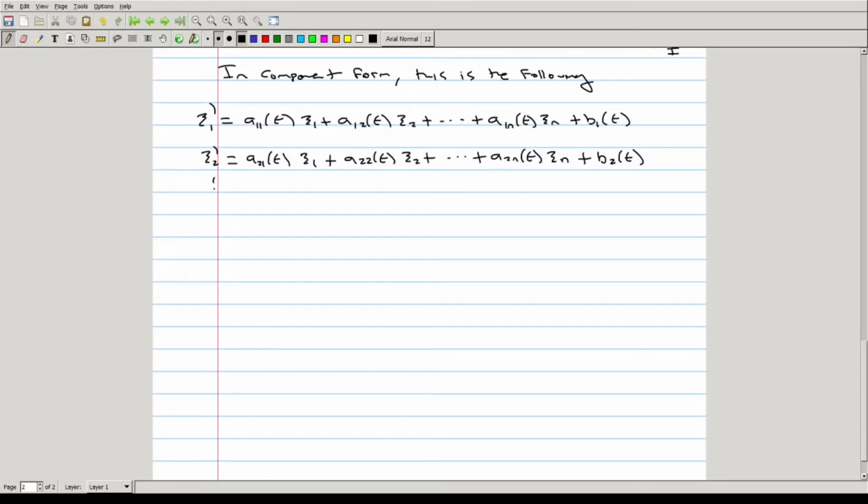And this continues all the way down until we reach xin prime, which is equal to an1 of t times xi1, plus an2 of t times xi2, plus all the way up to ann of t times xin, plus bn of t.